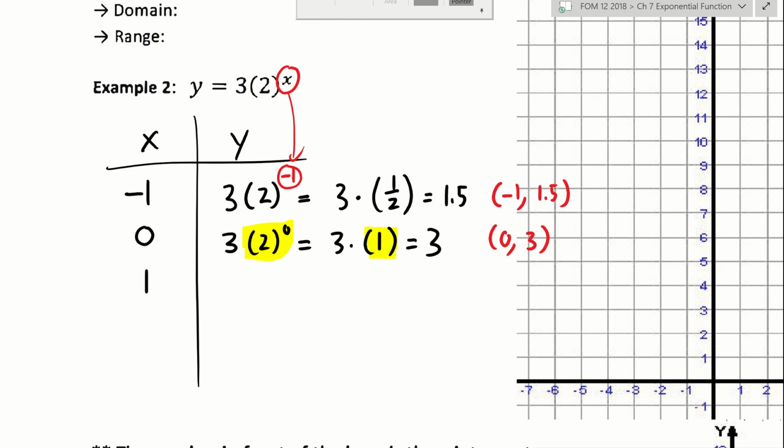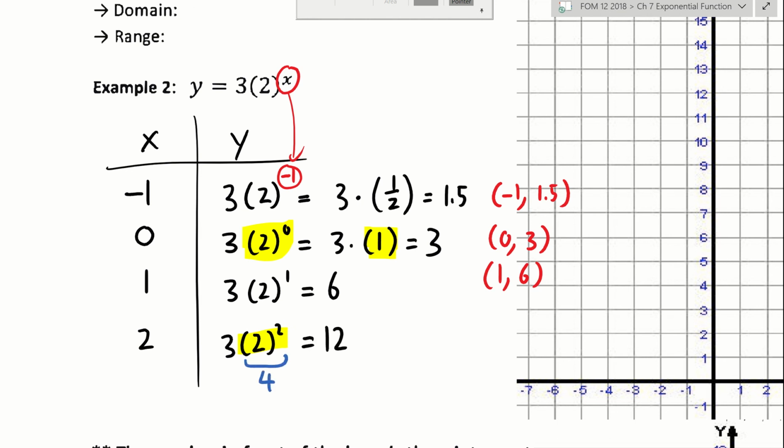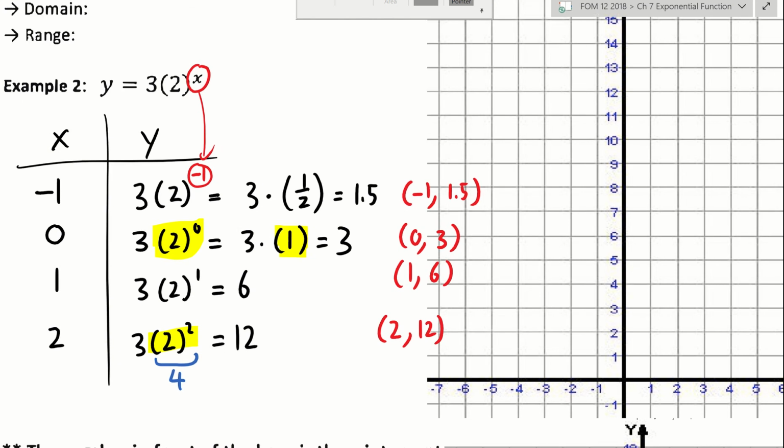Let's try one more before we plot. So 3 times 2 to the power of 1. This one is easy, that's 6. So then we get 1, 6. Maybe one more: x equal to 2. 3 times 2 to the power of 2. Now 2 to the power of 2 is 4, so it becomes 3 times 4, which is 12. I think we have enough points because the graph might actually go out of the picture if we continue.